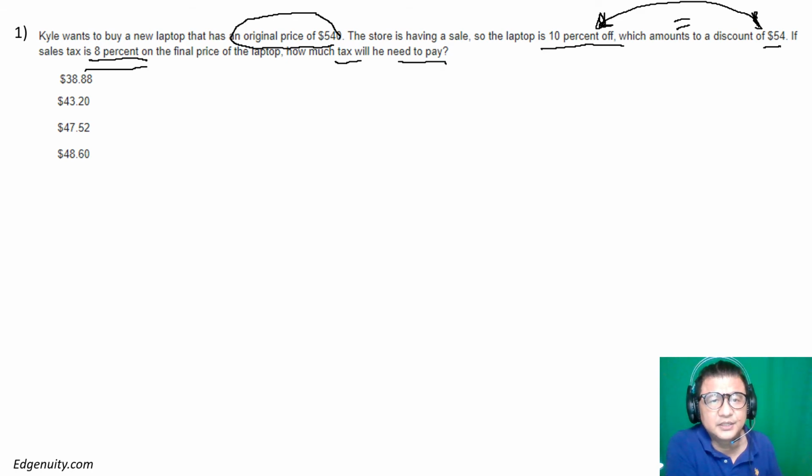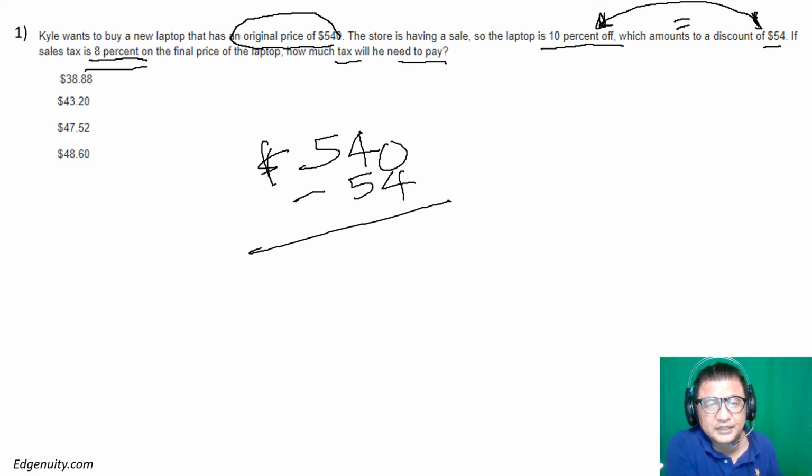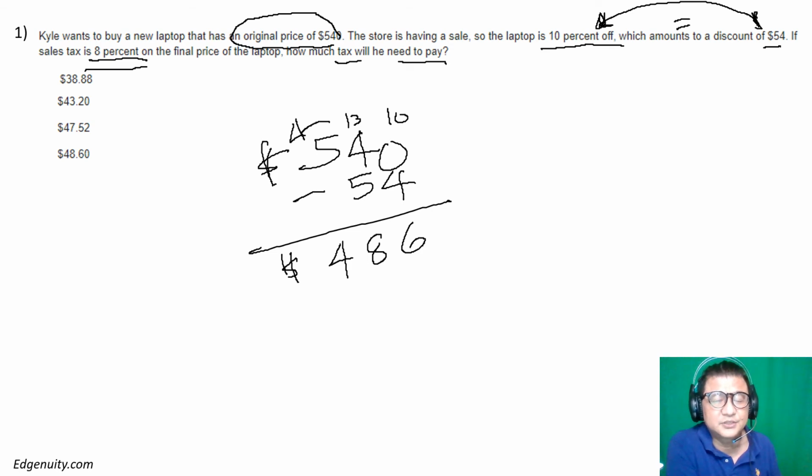All right, so let's start. 540, that's what you're supposed to pay, but they want you to take away the 10%. So minus 54, that becomes 10 minus 4 is 6. 13 minus 5 is 8. 486 is now the price of the new laptop. Okay, new laptop.